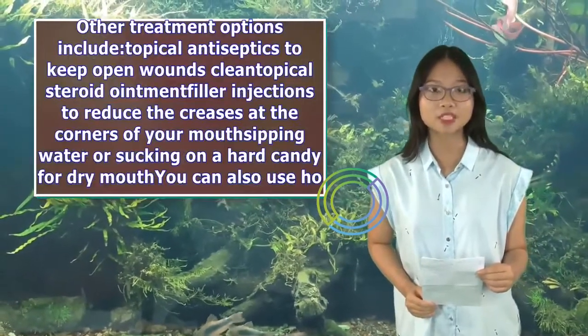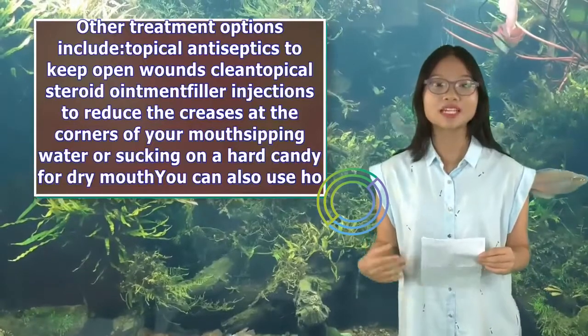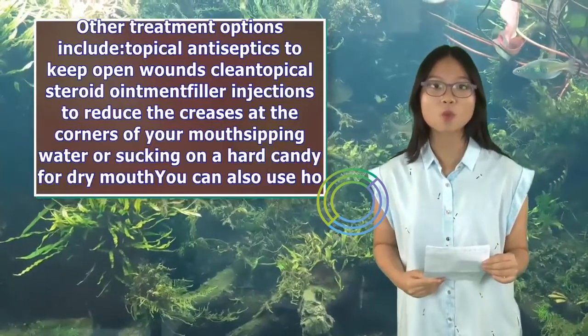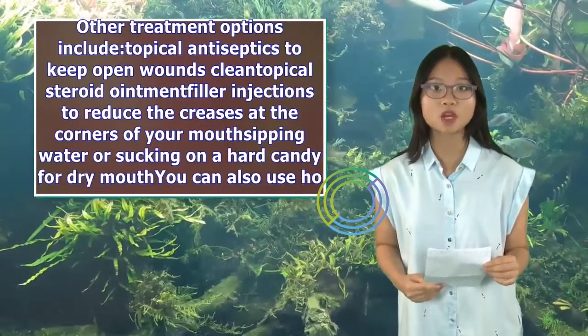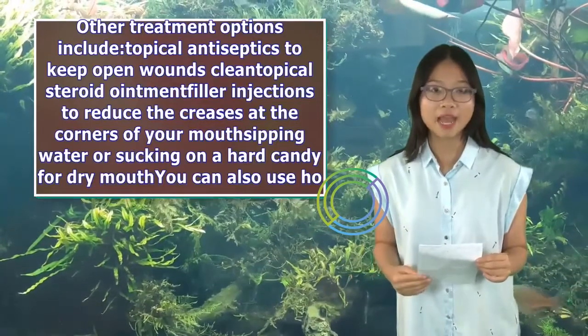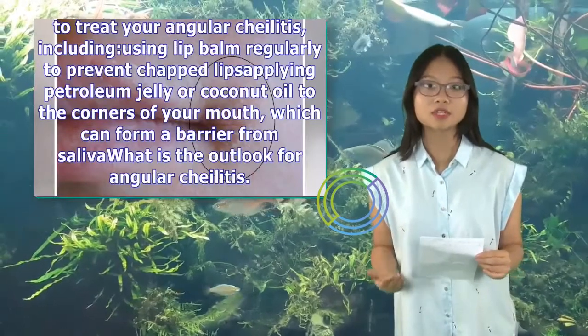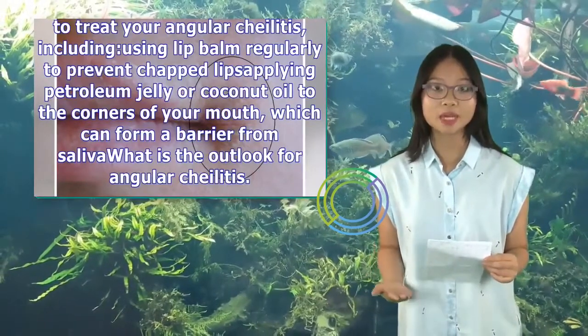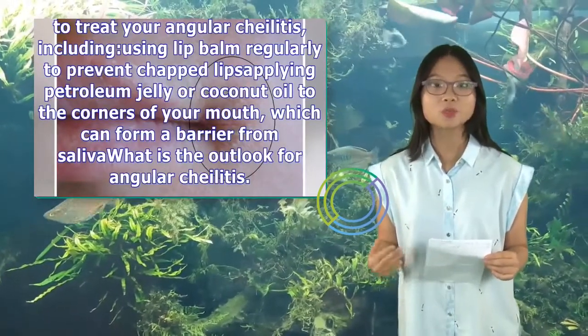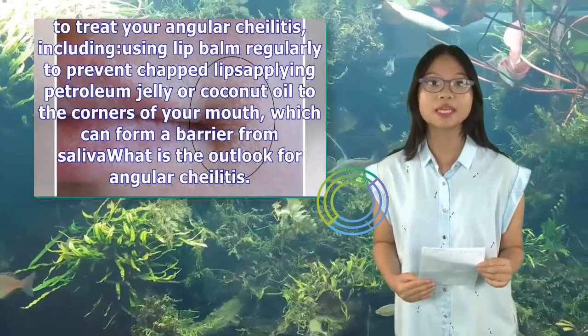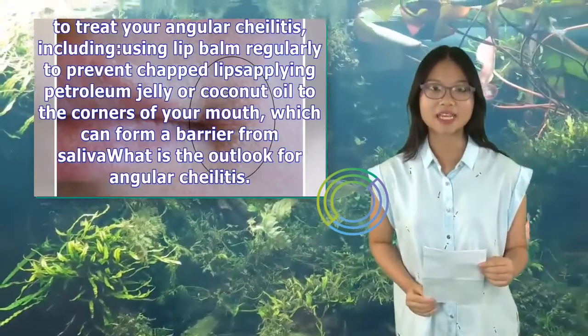Other treatment options include topical antiseptics to keep open wounds clean, topical steroid ointment, filler injections to reduce the creases at the corners of your mouth, and sipping water or sucking on a hard candy for dry mouth. You can also use home treatments to treat your angular cheilitis, including using lip balm regularly to prevent chapped lips, and applying petroleum jelly or coconut oil to the corners of your mouth, which can form a barrier from saliva.